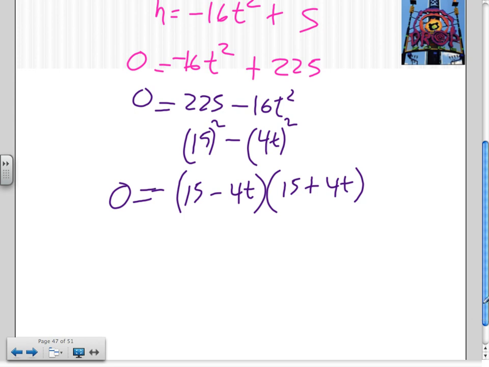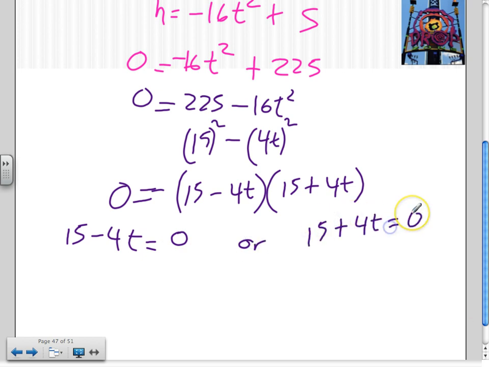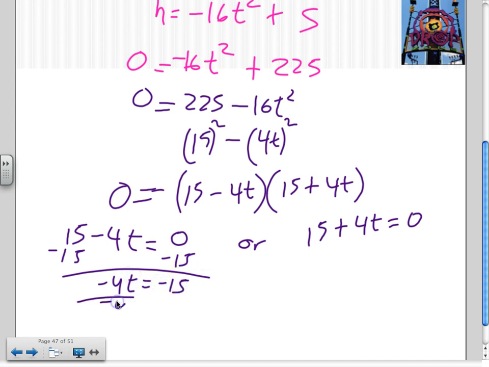Let's solve for the first case. What is my first case going to be? Help me write this. 15 minus 4t equals what? 0. That's one case. Or, the second case? 15 plus 4t equal to 0. So how do I solve for t? Subtract the 15. I get negative 4t equals negative 15, divided by negative 4 on both sides.